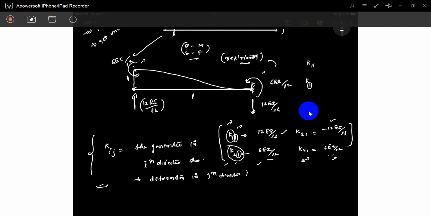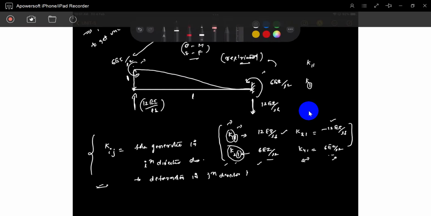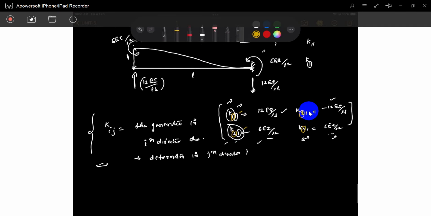K11 means the force generated in the direction of 1 due to unit deformation in 1. Same, the force generated in the direction of 2 due to the deformation in 1, the force generated in the direction of 3, the force generated in the direction of 4. Those are the things. So now one part is over.